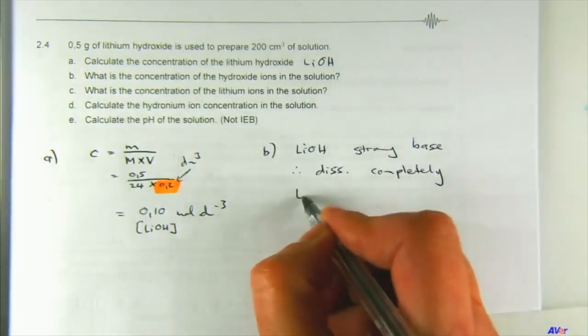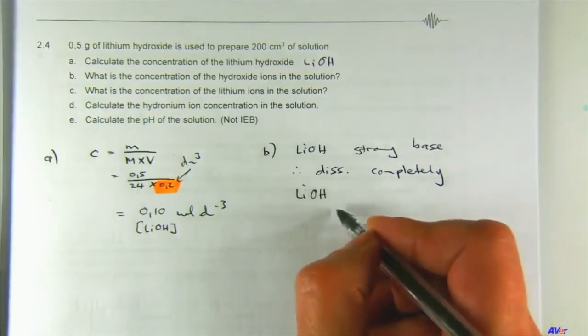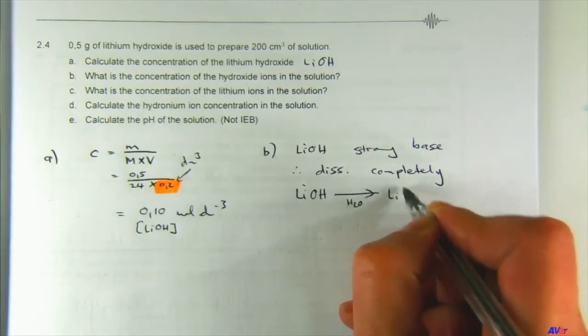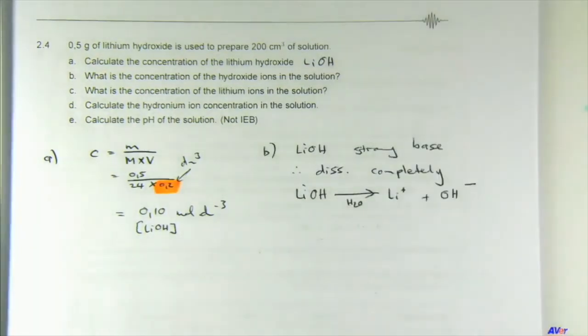And just show me how it dissociates. Now, dissociate, should water go into the equation or not? Nope. So it will make a lithium plus and it will make OH minus. And you can put aqueous there if you want to.